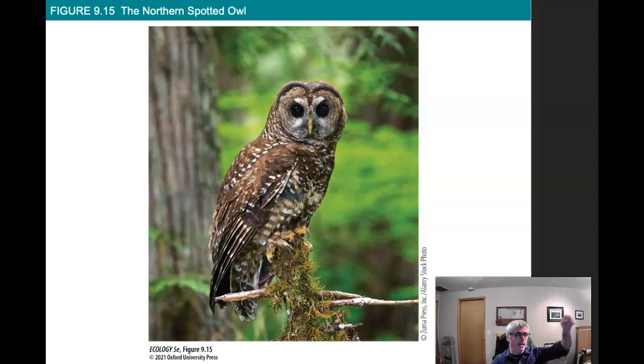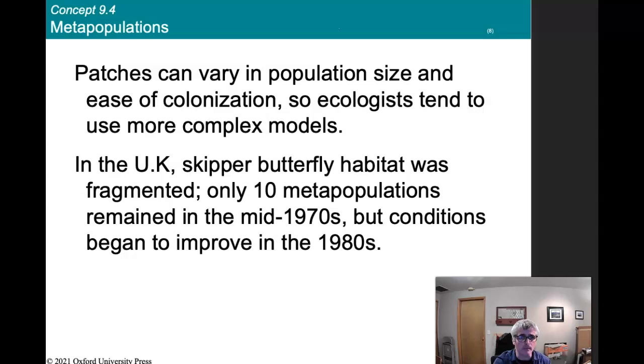And now you're having these patches of old growth being further and further apart. And so it's separating what would have been one large metapopulation into many small populations. And so those localized effects can start to have a huge impact on the overall survivorship of the species. Patches can vary in population size and ease of colonization, so ecologists tend to use more complex models than Levins'.